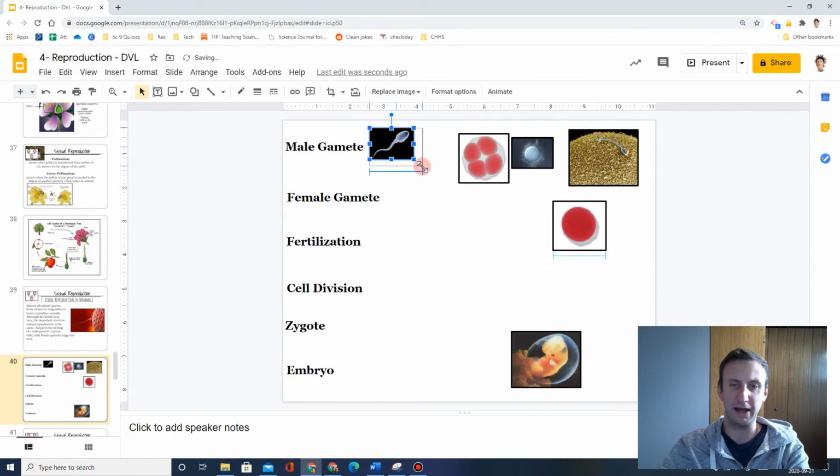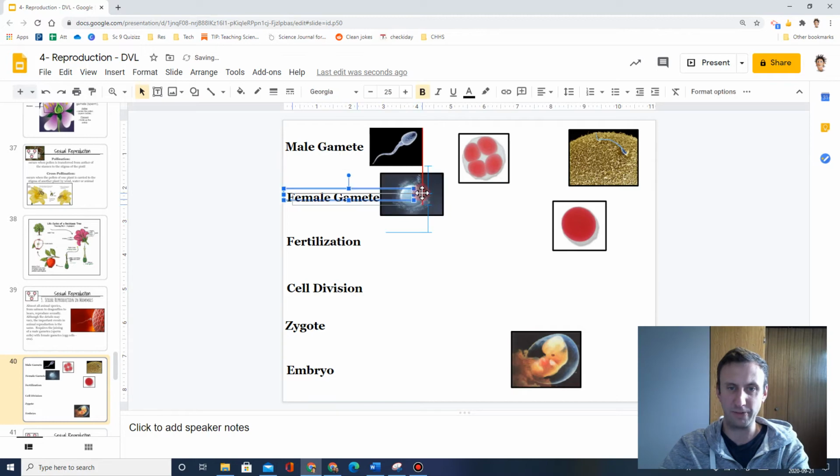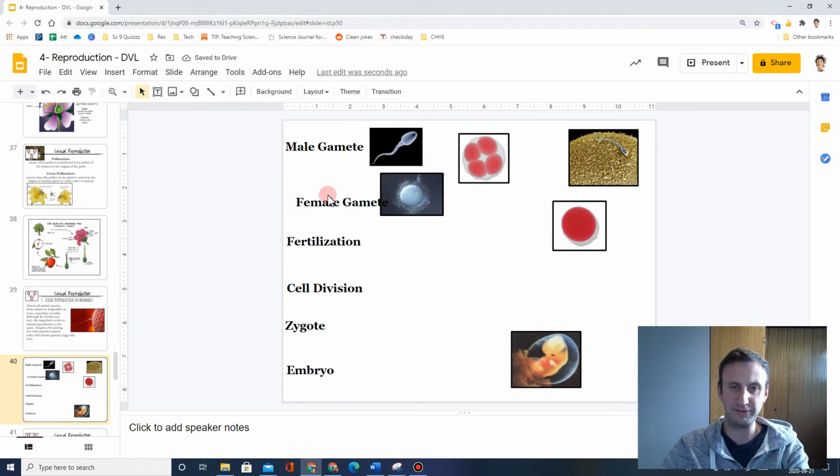So when I talk about male gamete, that is the sperm that's shown right here, right? So I got the sperm cell. This here would actually be my female gamete, which is the egg, right? So I got the sperm and I have the egg. When this mixes together, and the sperm meets the egg, then I have fertilization taking place.